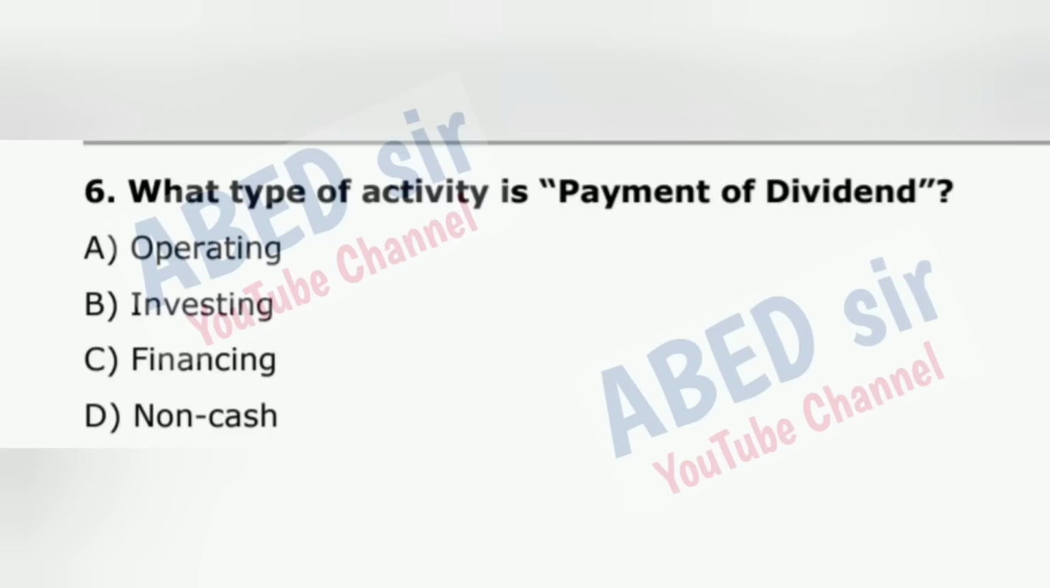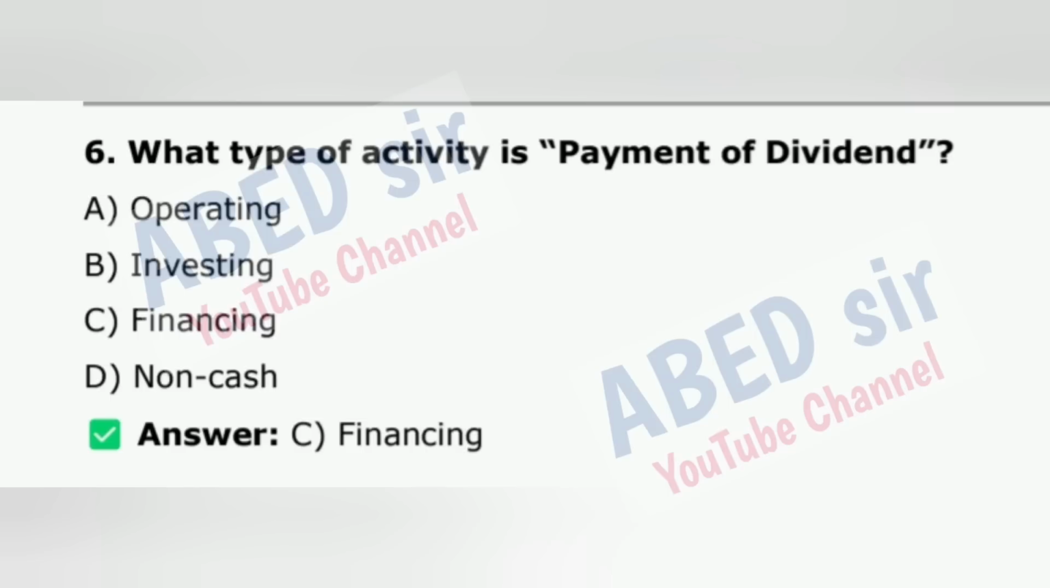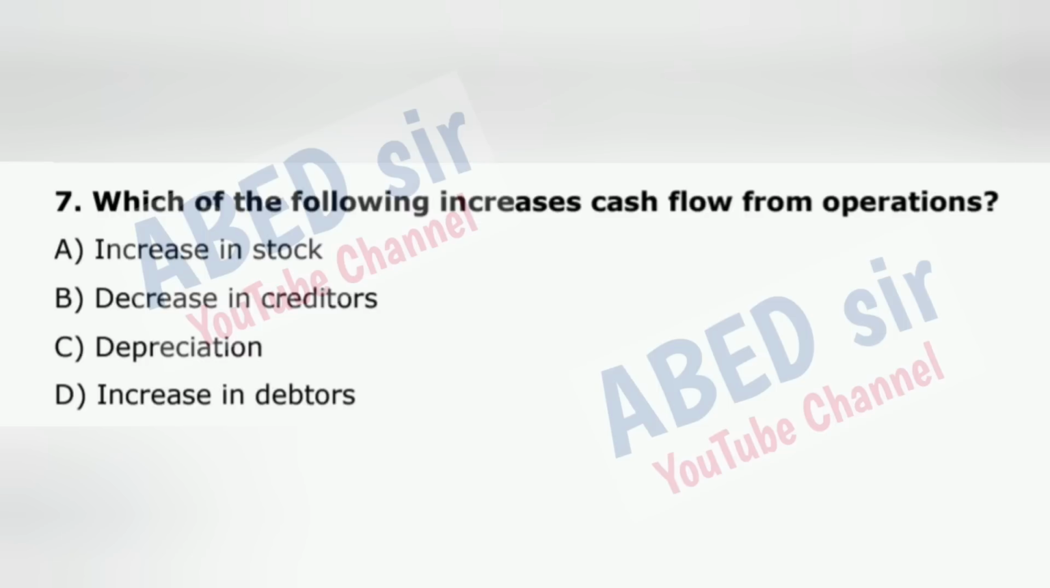Next question. 6. What type of activity is payment of dividend? A. Operating. B. Investing. C. Financing. D. Non-cash. Answer C. Financing.